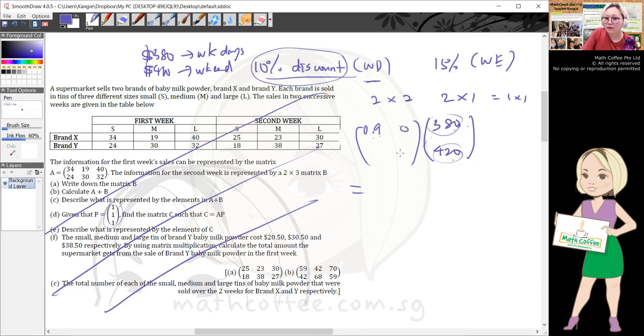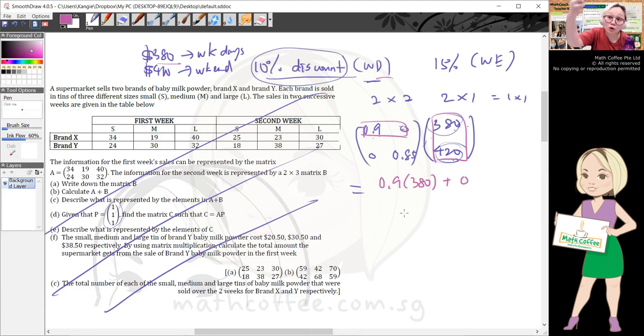This one, the 0.85 is to multiply to the second number. It's not multiplied to the first number. So I put the 0.85 over here, and the first one I put 0. So you see how I'm going to work it out? It will be 0.9 multiplied by 380, which makes sense because it's the weekday. And then I plus what? 0 times whatever gives me 0. So I just plus 0.